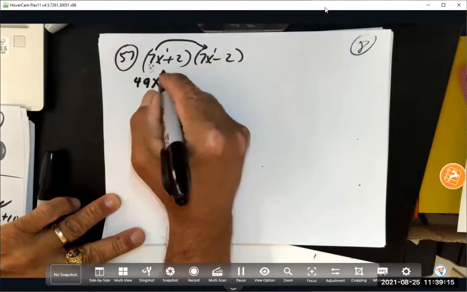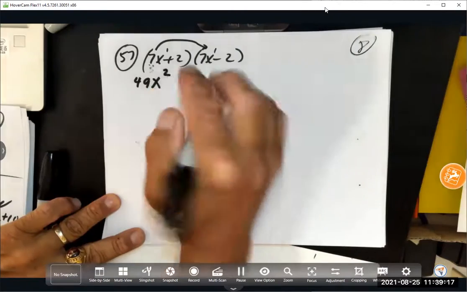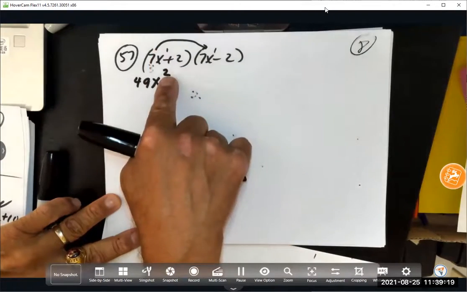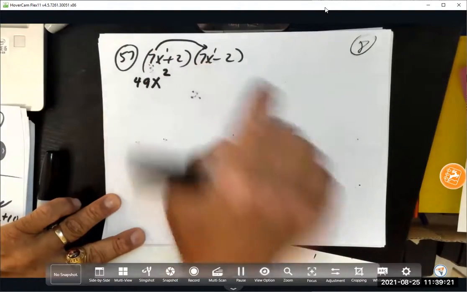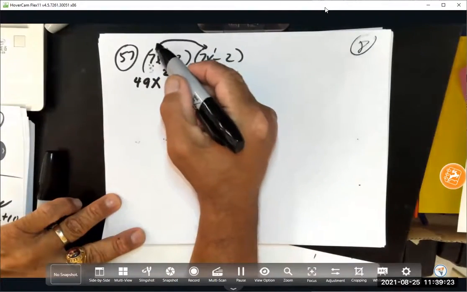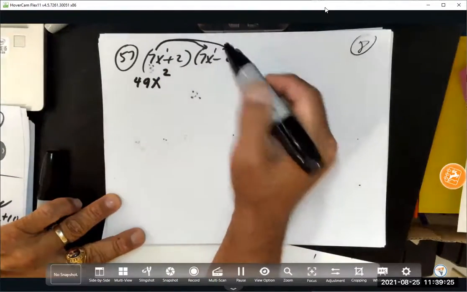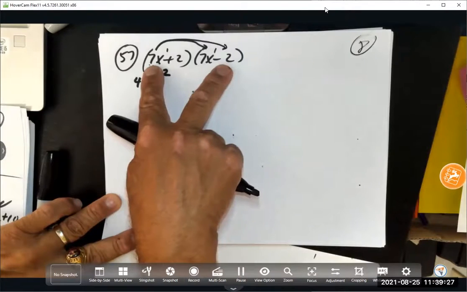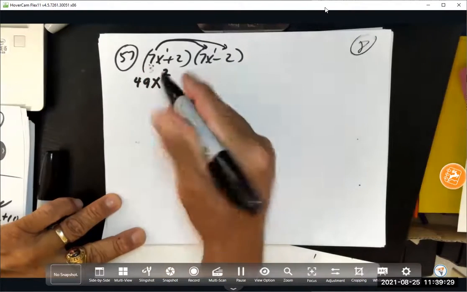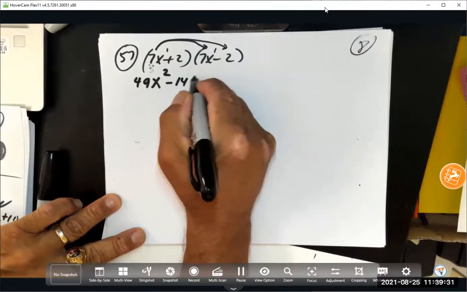49x to the 2 power. 2, because you go 1 plus 1 is 2, because we're multiplying right now, right? Yes, sir. Now the next one, ready? 7x times negative 2. What do you think that's going to be? Negative 14x. Yep, negative 14x. That's it, right?